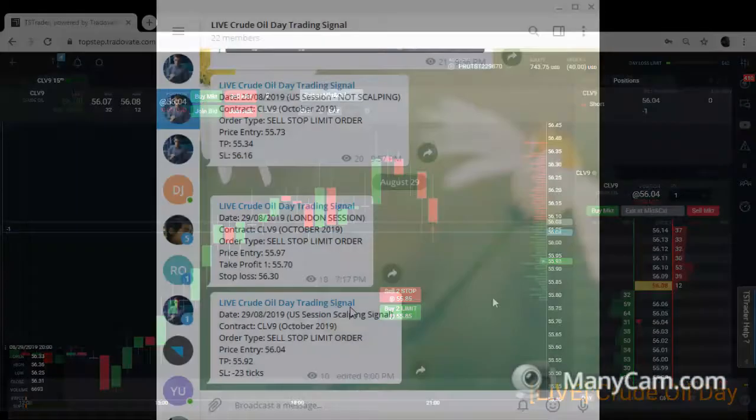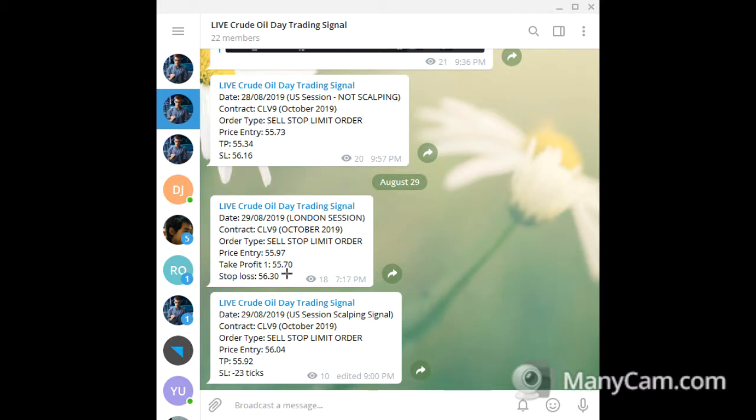As you can see from my live trading signal, I have broadcast the same order: sell stop limit at 56.04 and target profit at 55.92, with the risk around 23 ticks. There's a link below, please take a look at the link.